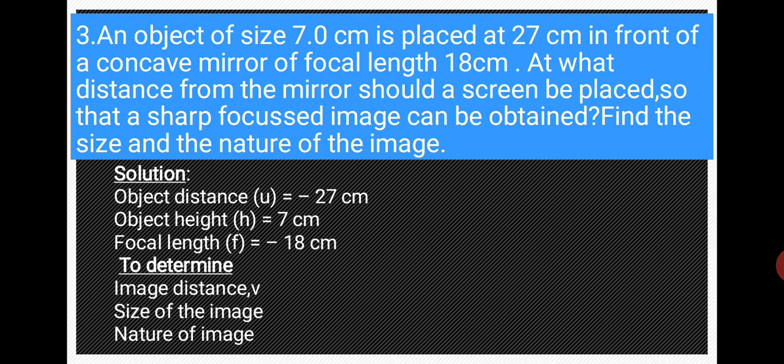And here in the question it is asked that at what distance from the mirror should a screen be placed? A screen is used to capture the image. So when you place a screen, and if you measure the distance between the mirror and the screen, it is the image distance. So we have to determine the image distance, the size of the image and the nature of the image.